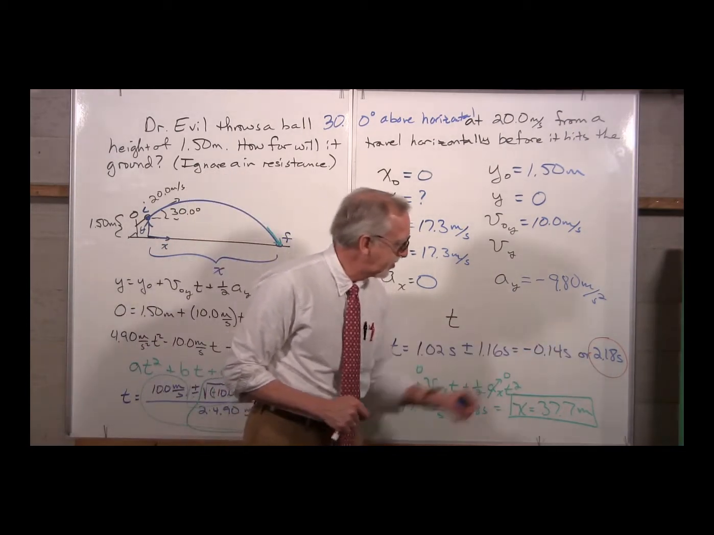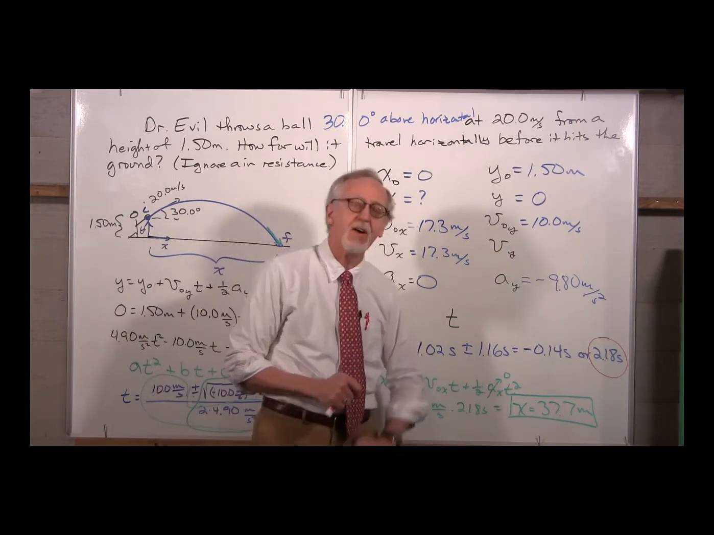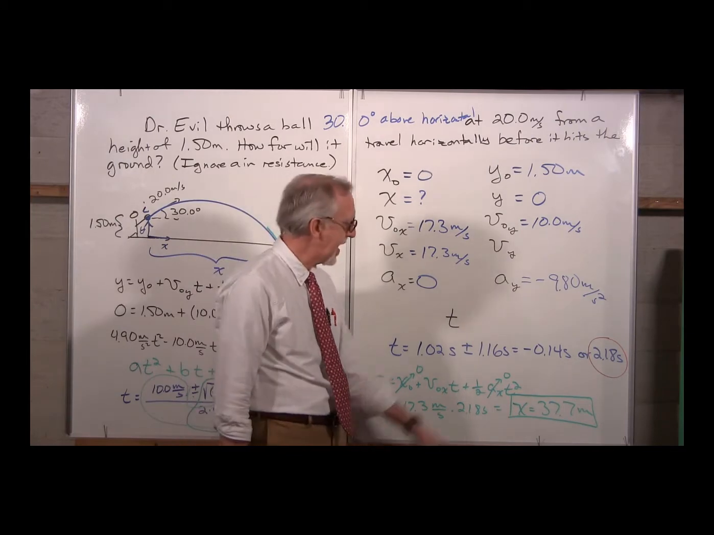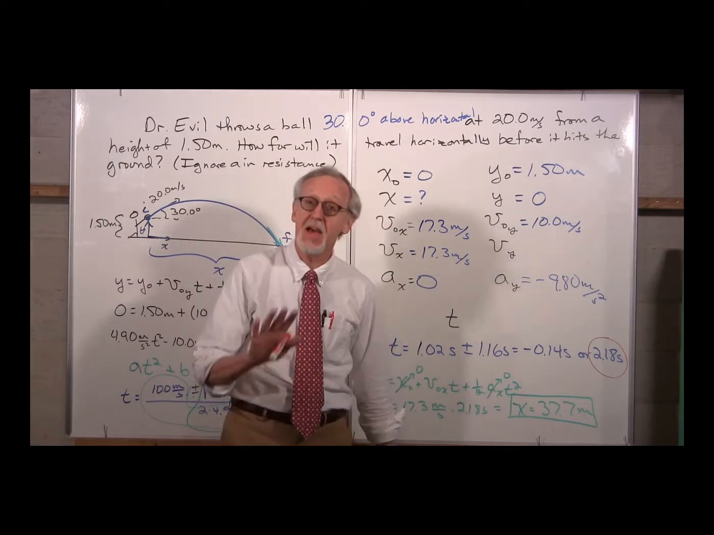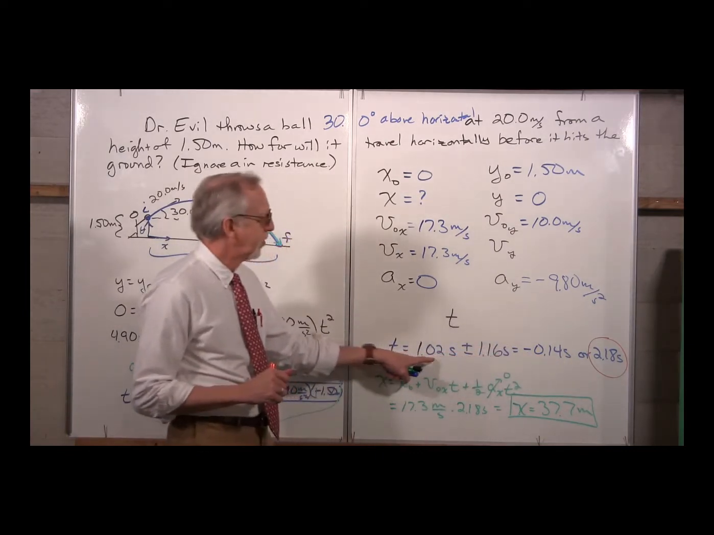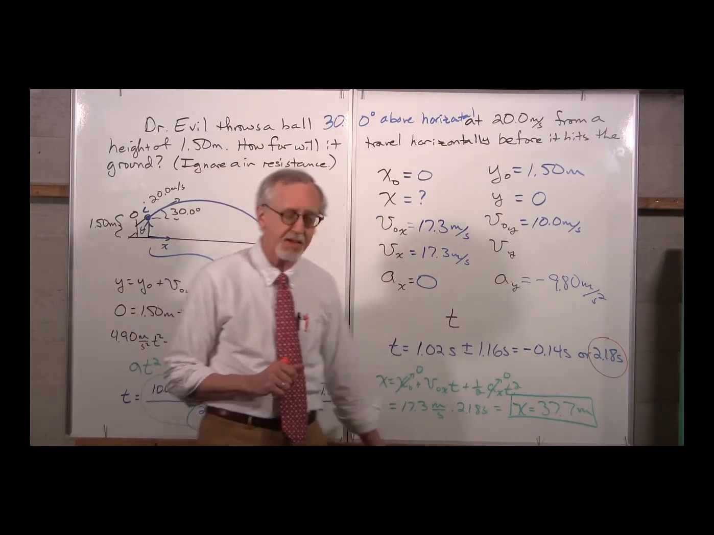times our t of 2.18 seconds gives us a final answer of x is 37.7 meters. And that is the answer we're looking for. Excellent. But let's back up just for a second. I want to look at these solutions for t here. What is this actually telling us?